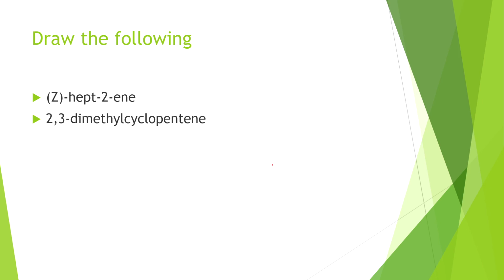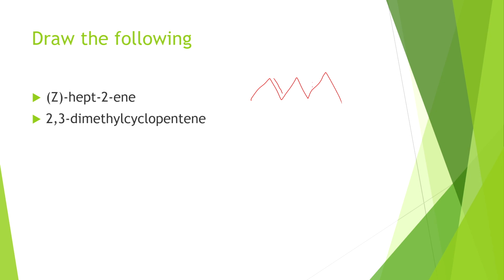Now let's draw the following. Z-heptene and 2,3-dimethylcyclopentene. So let's start with Z-heptene first. Let's draw a heptane. And let's put a double bond on the second carbon. So this is the second carbon. Let's put a double bond here. And now we know that that's a Z formation.